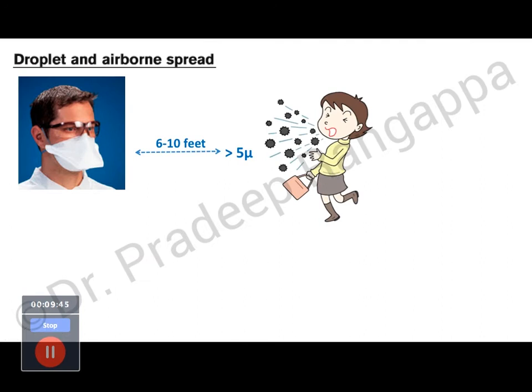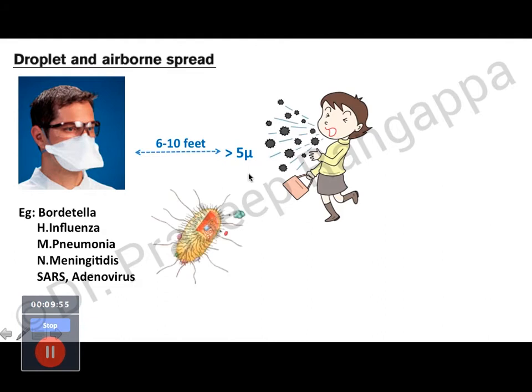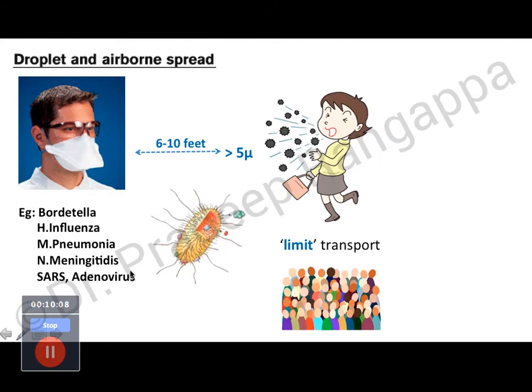So now we'll move to the droplet and airborne spread. The airborne spread can happen in a vicinity of 6 to 10 feet with droplets more than 5 micron. So due precautions have to be taken. Some of the bugs that can cause droplet spread are Bordetella, H. influenza, pneumonia, mycoplasma pneumonia, meningitis, Neisseria meningitis, adeno, and SARS. So these can all spread through droplet infection.